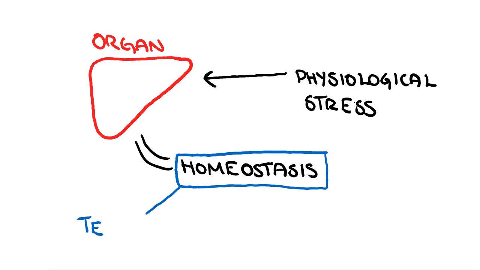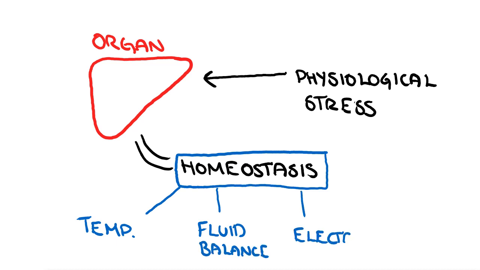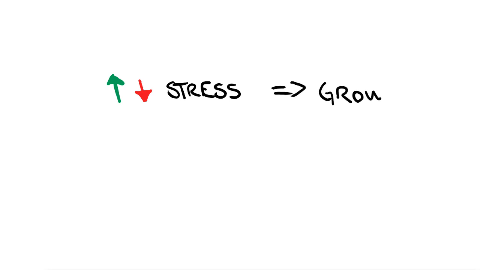Parameters such as temperature and fluid balance are important, but also electrolyte balance and nutrient supply. The organ will always attempt to maintain homeostasis, and changes in stress may cause the organ to undergo growth adaptations. So let's take a look at the different growth adaptations and their characteristics.